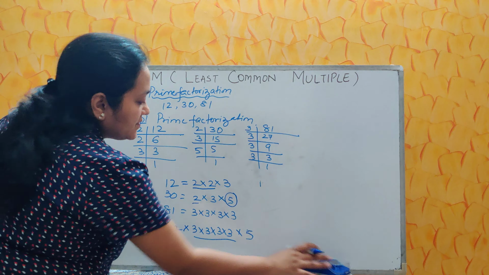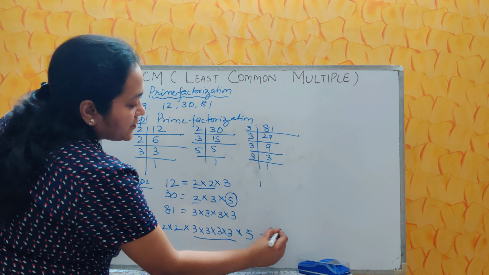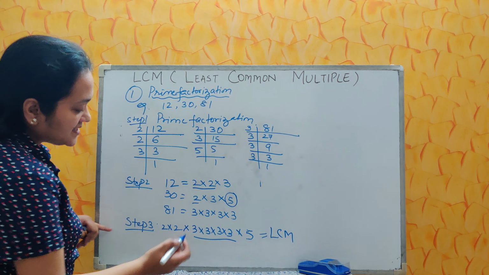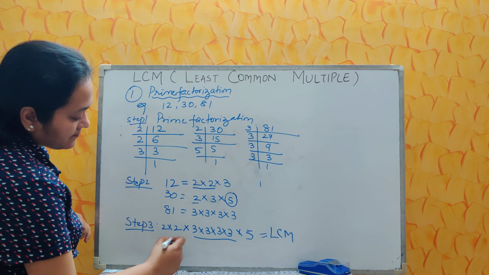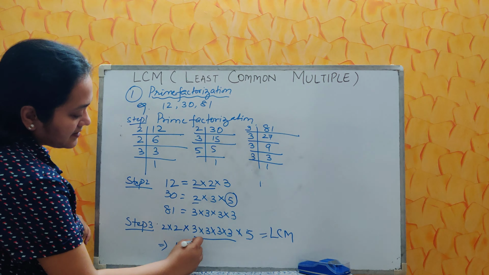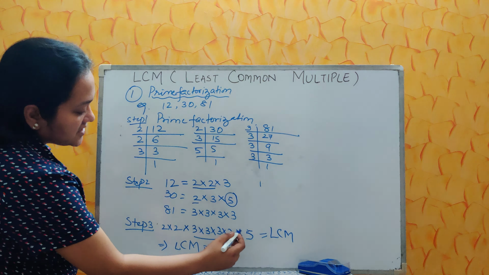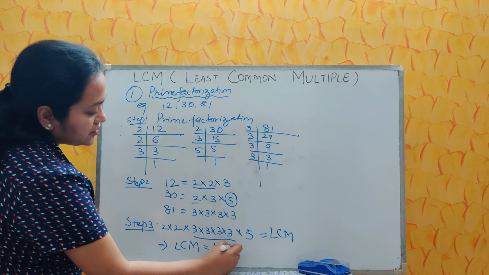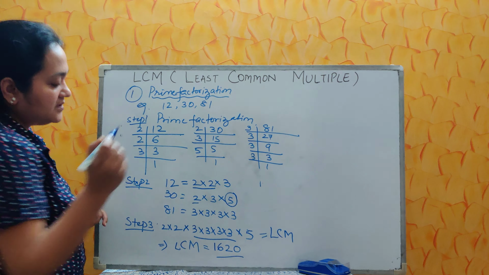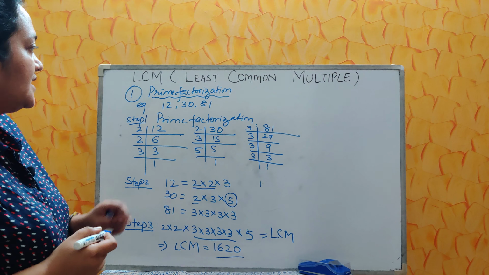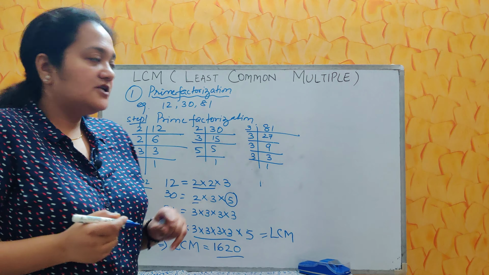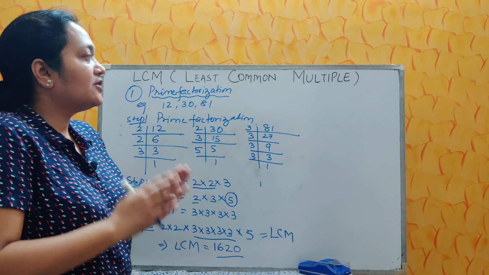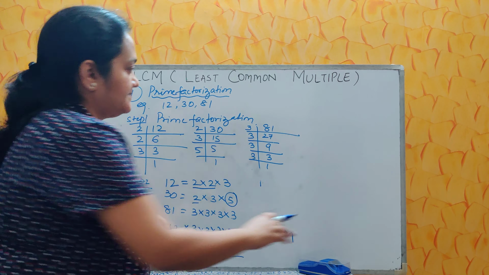Now this would be my LCM. I am only going to multiply the numbers and find out the LCM. 4 times 5 is 20, 20 into 81 is 1620. So this is my LCM using the prime factorization method. Now I am going to take the same problem, but I am going to do it by the common division method.